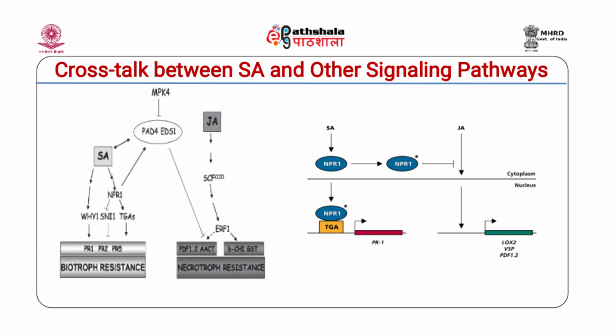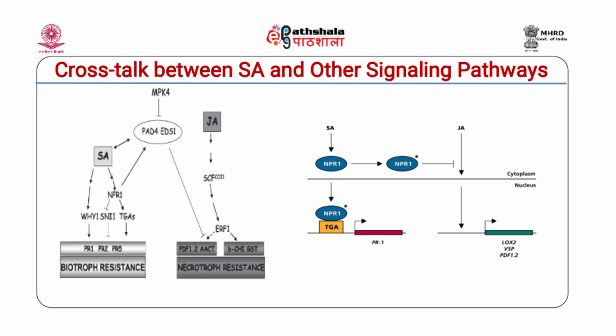In Arabidopsis, SA induces the expression of glutaredoxin 480 in an NPR1 dependent manner. Later, GRX480 interacts with TGA factors and also represses the expression of the JA induced defense gene plant defensin 1.2, that is PDF1.2.